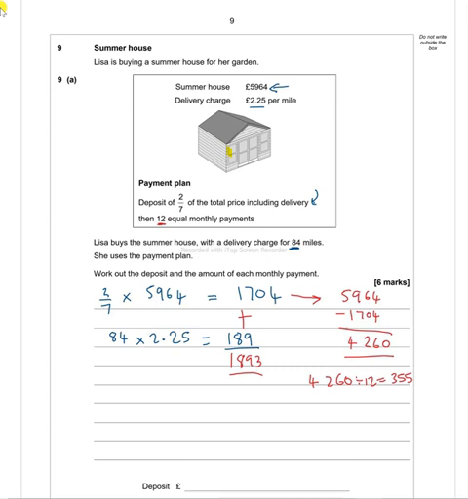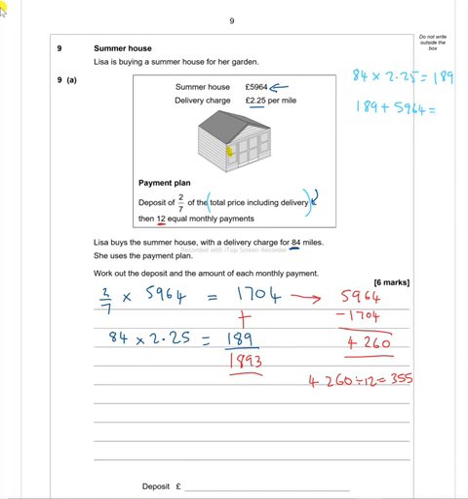So they want 2/7 of everything. So this is what they've done. They've said 84 divided by 2. Sorry, not per mile, so not divided by, times, because it's £2.25 a mile. So the delivery charge is that. We worked it as 189. So they've added 189 plus the price of the house.